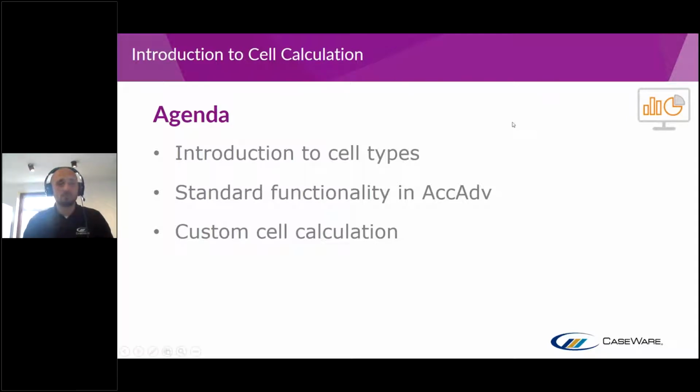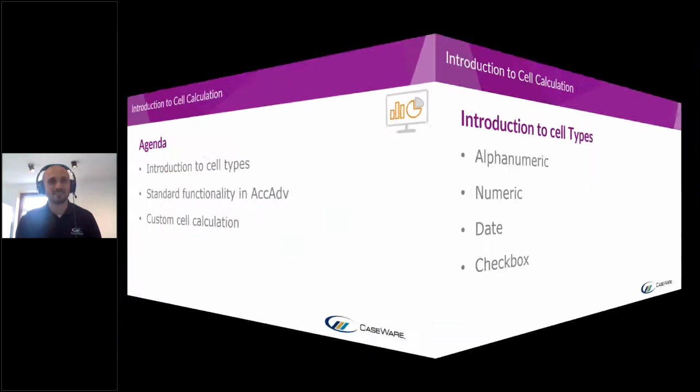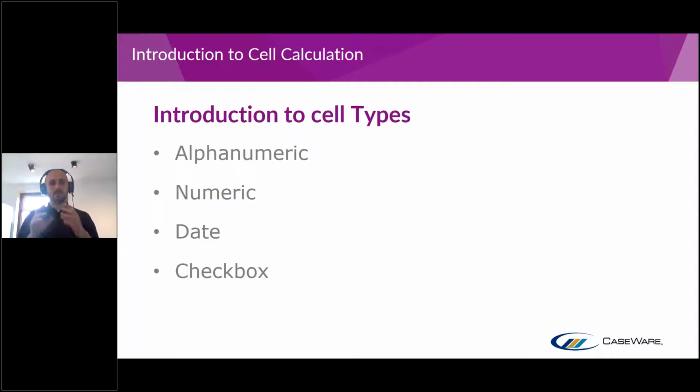What we'll do now is move on to a quick introduction to cell types. The reason being is that until you know what cell types are available, it's hard to know what kind of calculations we can build. So that's the first thing, really. Now, there are more cell types than what you can see on the screen: alphanumeric, numeric, date, and checkbox. These are the ones we're going to be predominantly focusing on for this webinar and the next webinar, unless one of your ideas comes into the question field that needs a different cell type.